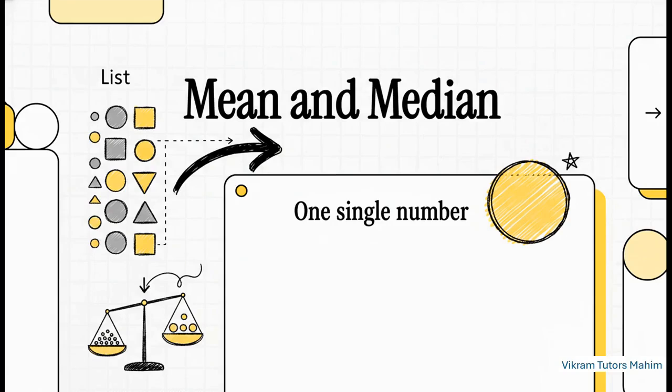Hey everyone, and welcome. We're swimming in data all the time, right? Lists of numbers everywhere. But here's the big question: how do you take a whole bunch of numbers and find that one number that kind of sums it all up? That's what we're going to crack today.